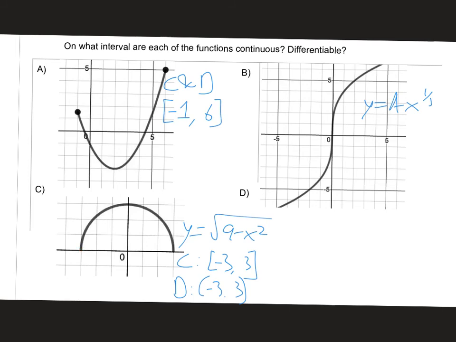Same thing happens over here, but with the cube root, there's no negative problem. So my domain is all real numbers, so I'm continuous here from -infinity to +infinity. And I'm differentiable, though, from -infinity to 0, and then from 0 to +infinity. We have this vertical tangent line that we have to worry about.